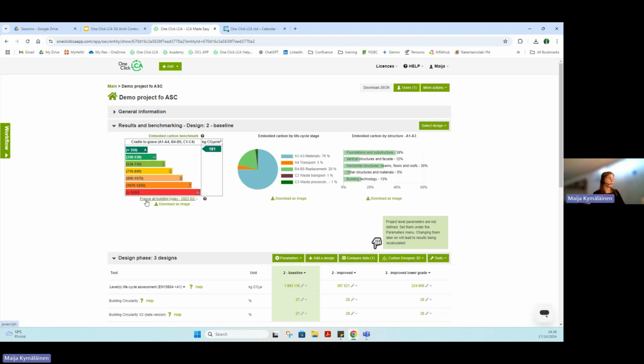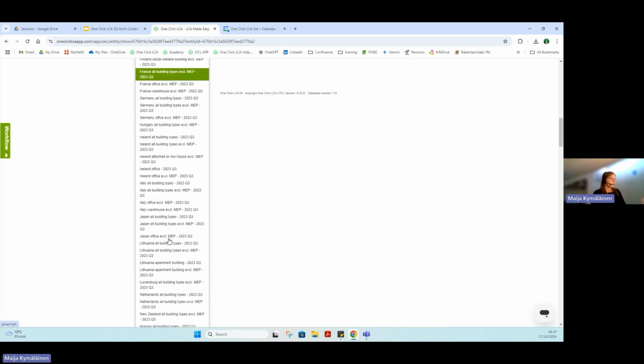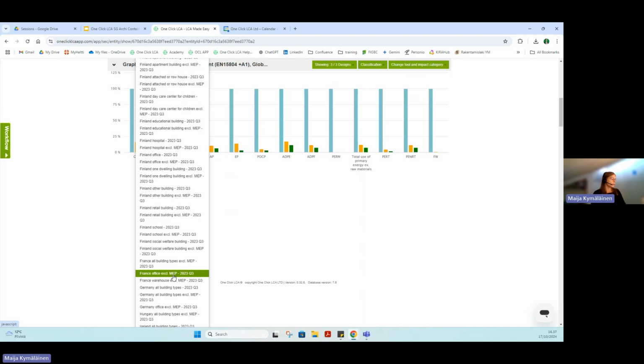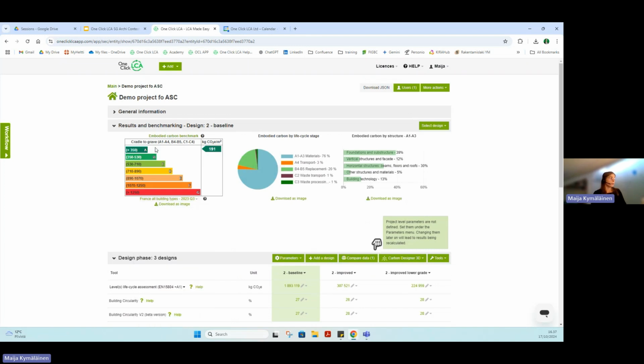So for example, here we have France, all building types in 2023 Q3. You can choose here what you want to compare against. So for example, France, we have other ones as well, I'm sure. Offices, warehouses, but not that many actually. With or without the services as well. But because this is an indicatory thing, it's not an actual result, but it's something that you can check out if this is relevant for you. And then it also gives you this kind of breakdown, embodied carbon by life cycle stage and also by structure. So we can see here also what makes most of the impacts in our product stage. And all of these are, of course, downloadable as images.